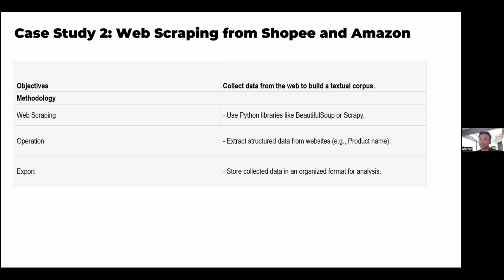I will only be using Beautiful Soup because it's quite recent. And then the operation: I will extract structured data from websites. I will only look at the product names for Shopee, okay? And then I will extract the data. I will store the data in Excel format, okay?